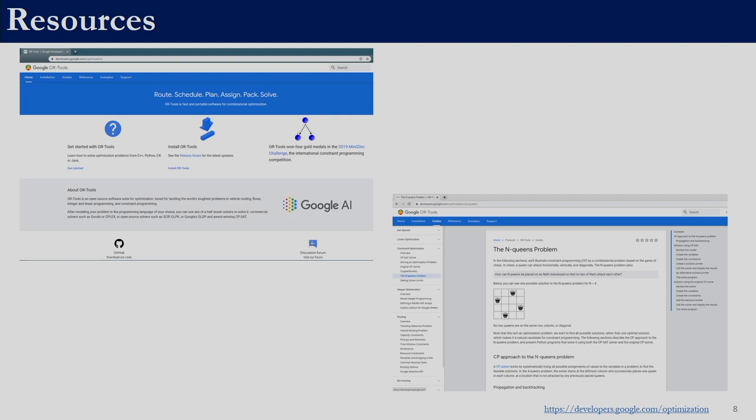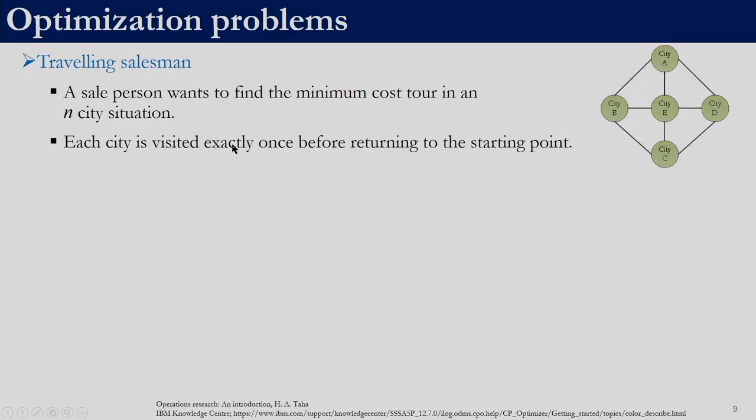So you can also get some resources from Google OR tools. Google has this web page wherein they have given a lot of OR tools which are freely available. In the last 3 to 4 slides, we just showed you the commercial applications where the tools which we are going to discuss as part of this course have been used. So now let us look into some of the interesting optimization problems that are widely studied.